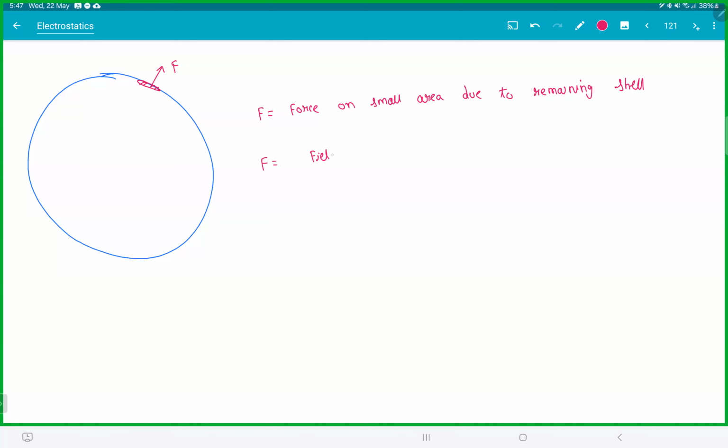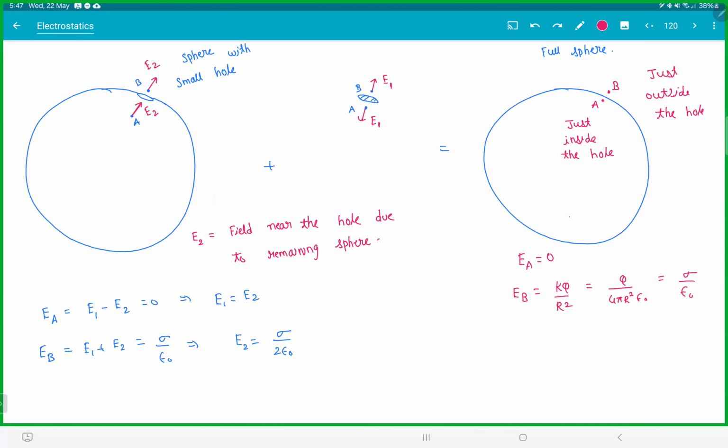Field due to the remaining shell. You should not take your own field on yourself. Are you getting it? Field due to the remaining shell, because the total field, though I know, the total field is this thing, kq by r square. But this field will also include the field due to that small sheet.